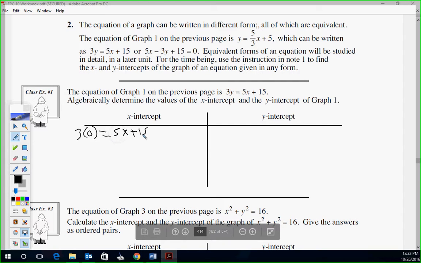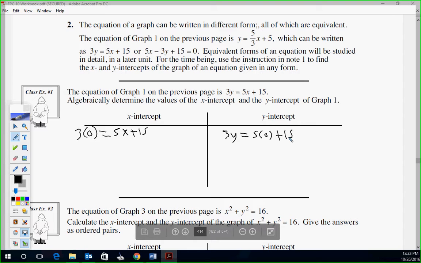So you make y 0, and you solve for x. Conversely, for the y-intercept, you make x 0 and solve for y. You have to get that process in your head. That's the main process for this lesson.